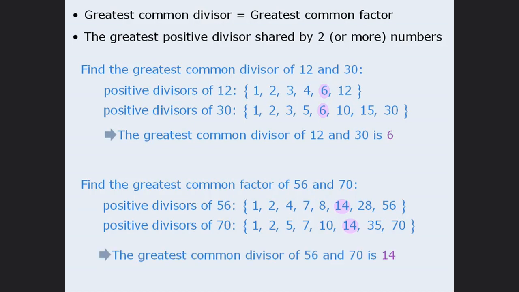As you have just seen, one method for finding the greatest common divisor is to list all of the positive divisors and then determine which of the common divisors is the greatest. Now, this method can be somewhat cumbersome when dealing with large numbers. So let's look at another technique for finding the greatest common divisor.